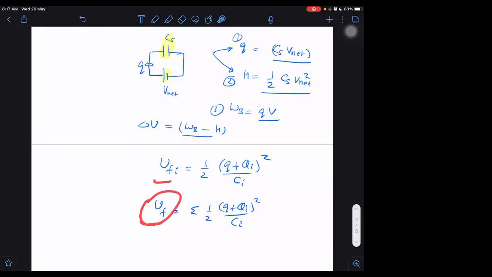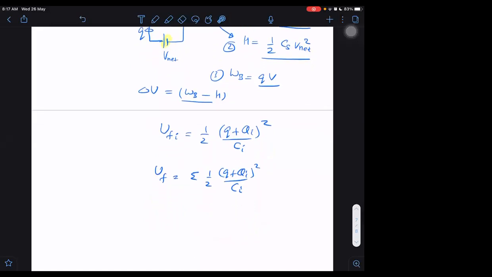And if I have to find final charges, then I have to use this formula. Final potential energy, then I have to use this formula. Okay. All right.